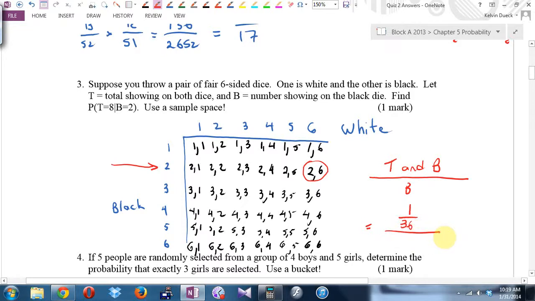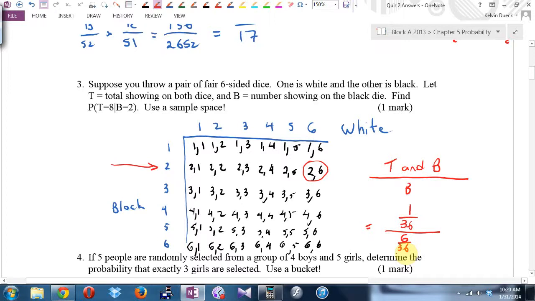The bottom is going to be black 2. That's this whole row. How many are in this whole row? Out of how many grand total? Oh, sorry, why did I write a 3? 6. That's going to be how I calculate it.